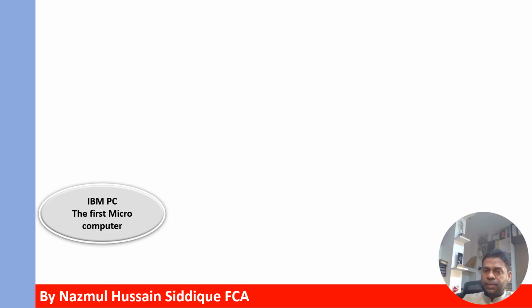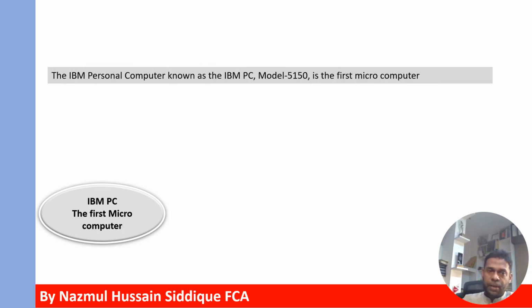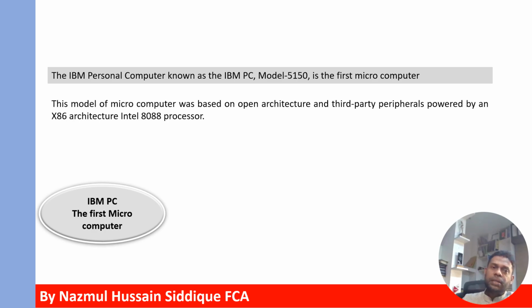Next milestone is IBM PC. IBM PC is the first microcomputer. The IBM personal computer, known as the IBM PC model 5150, is the first microcomputer. A first microcomputer introduced. This model of microcomputer was based on open architecture and third-party peripherals powered by an x86 architecture Intel 8088 processor.